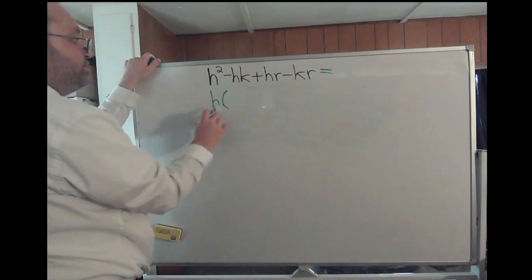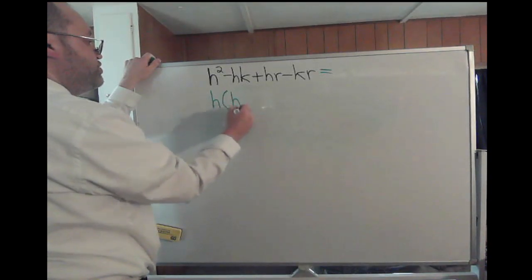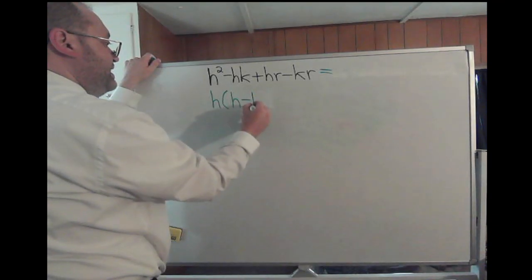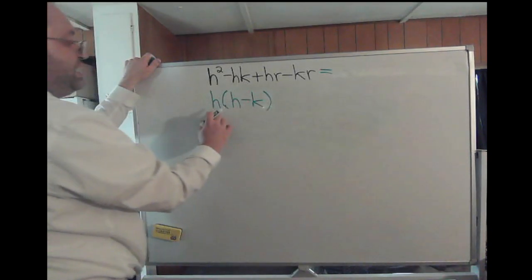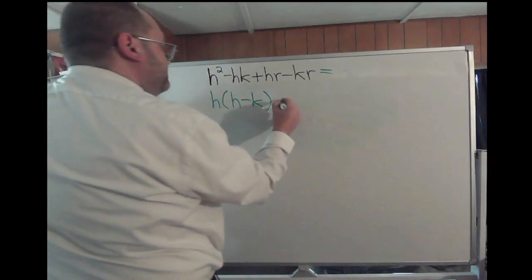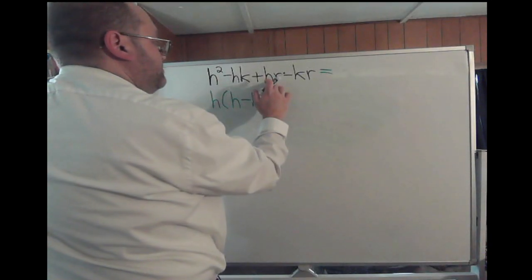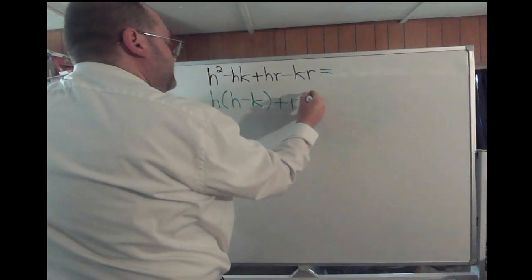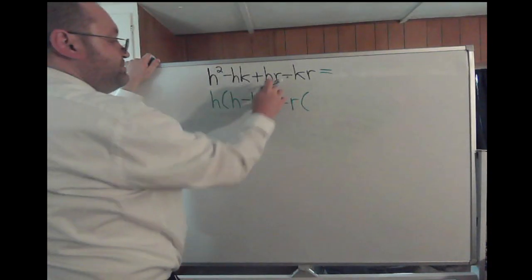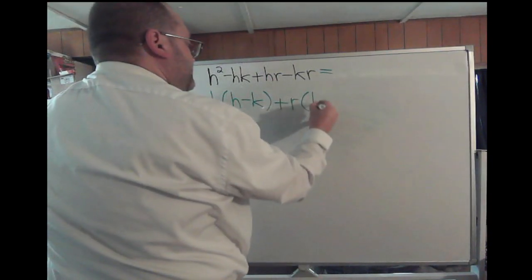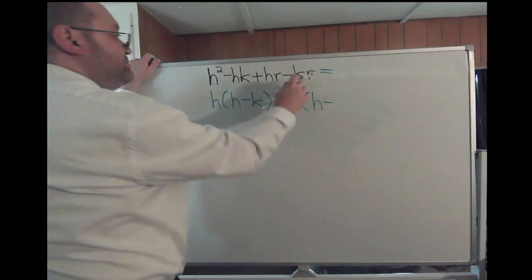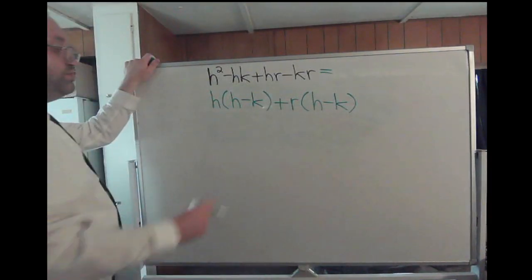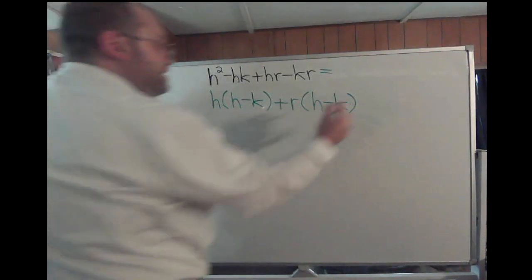H times what equals h squared? Well, that'd just be h minus h times what equals hk? Well, that'd just be k. So you have h times the quantity of h minus k plus, now you got to deal with your hr minus kr. Looks like you have a common r as a factor between those. R times what equals hr? Well, that'd just be h. Minus r times what equals kr? Well, that'd be k. So now you have two terms with a common factor of h minus k.